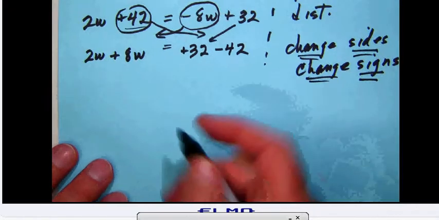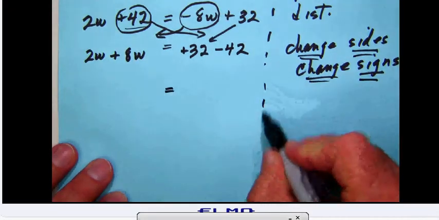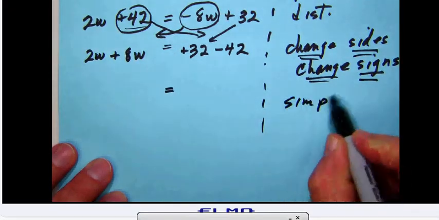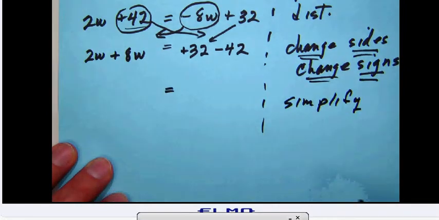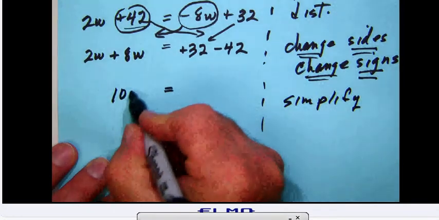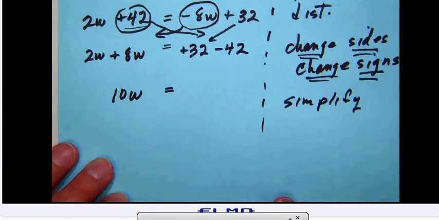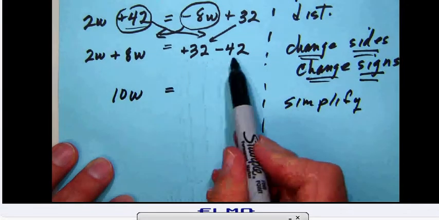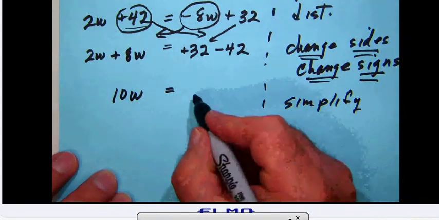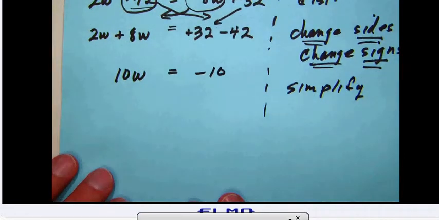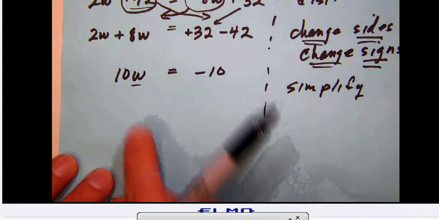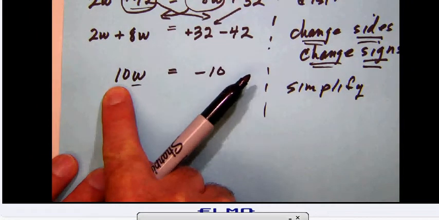Now on the left-hand side, we're going to notice that we have a 2W plus an 8W. Those are like terms, and they give us 10W. Now on the right-hand side, we have a positive 32 and a negative 42, which is going to give us a negative 10. So we'll now have a simple equation. 10W equals negative 10. I want to get the W by itself, which means I've got to get rid of this 10, which has been multiplied.